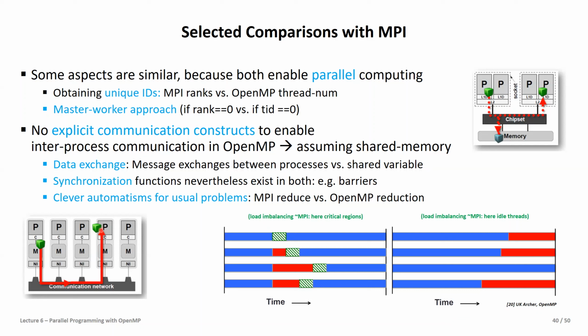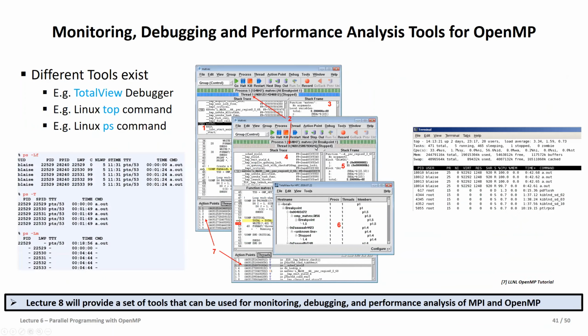Here, of course, we have the data exchange through the memory, and basically with shared variables. We can see we still have synchronization statements, something similar to the MPI barriers that we have seen, or automatisms like the MPI reduce operation, which is of course close to the idea of the OpenMP reduction. Also think about that load imbalance can happen with different parts, especially if you combine them in hybrid programming, which we will also look at in more detail in one of the later lectures.